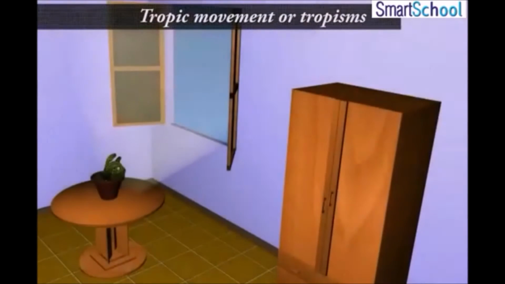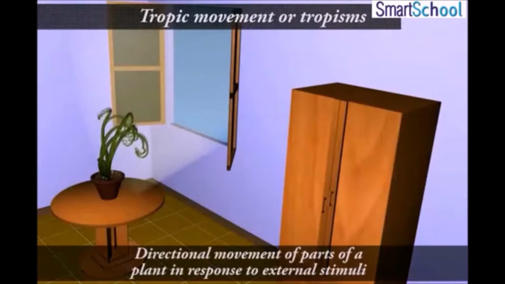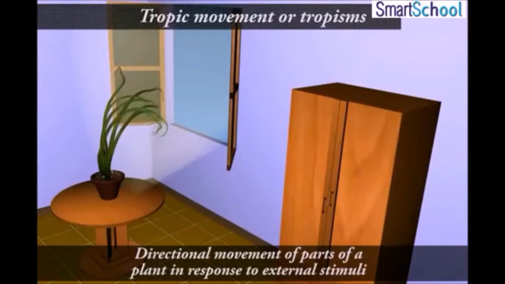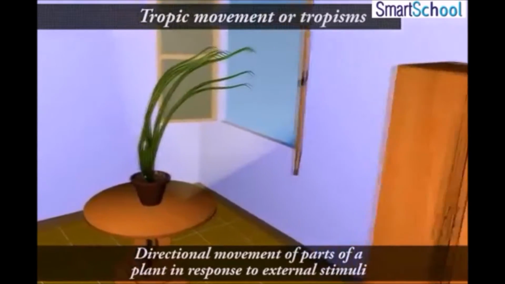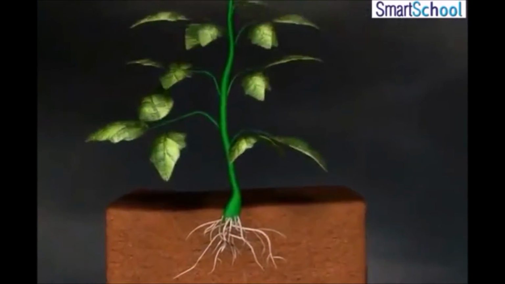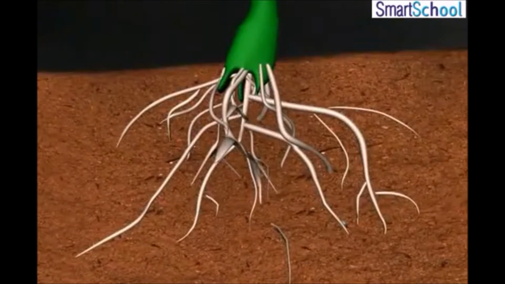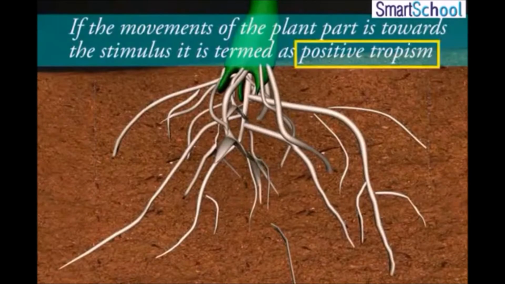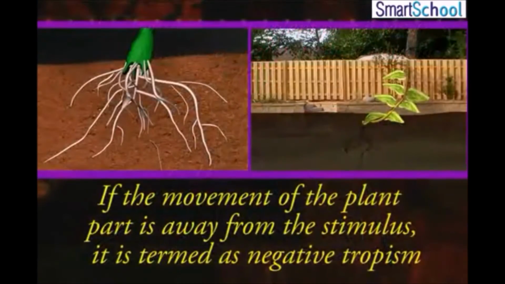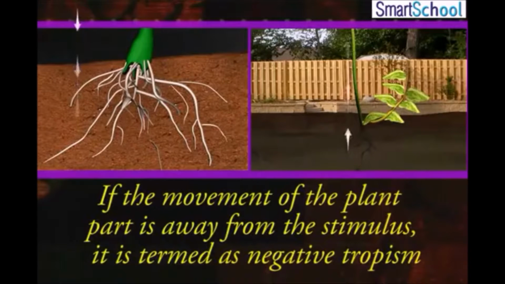Tropic movement or tropism. Tropic movements are the induced growth movements of curvature that occur due to differential growth. These are directional movements or orientations that occur in response to external stimuli such as light, force of gravity, chemicals, water, etc. Let us understand tropism in details. If the movement of the plant's part is towards the stimulus, it is termed as positive tropism. If the movement of the plant's part is away from the stimulus, it is termed as negative tropism.